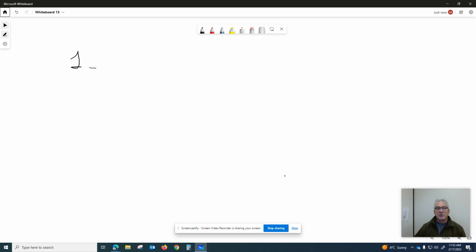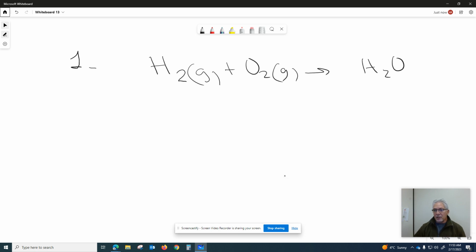For instance, the most common chemical equation that you will see will be hydrogen gas reacting with oxygen gas and forming water, and that will be liquid water. So how do we balance and how do we work with this equation?